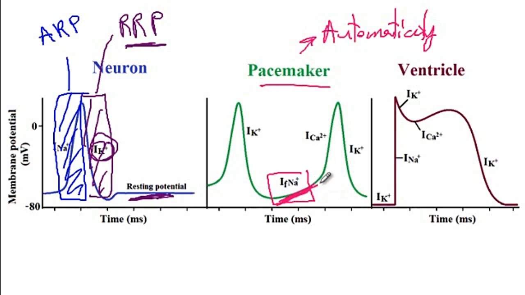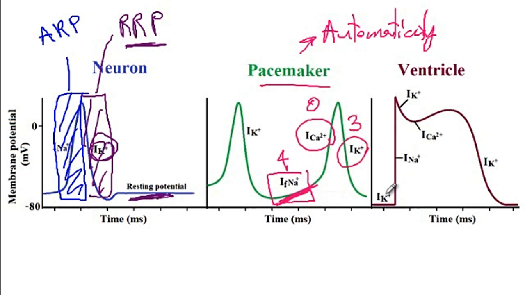Once a certain threshold is met, the calcium channel will open, calcium will influx, causing depolarization, and then later on the potassium channel will cause repolarization. So this first phase, IF Na, is referred to as phase 4, the calcium influx is phase 0, and then the potassium efflux is phase 3.